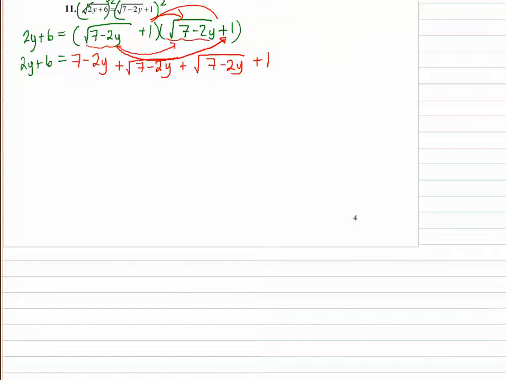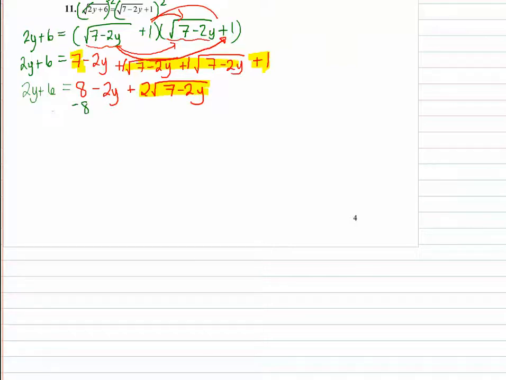So now if we look on this side for any like terms, we have the 7, which I can add the 1 to the 7 and get 8. And then also we can add these radical expressions together since they're the same radical expression. So 7 plus 1 is 8 minus 2y. 1 square root plus 1 square root is 2 square roots, and you never change the inside. So now I have a new radical expression. So we need to work to get this one by itself.